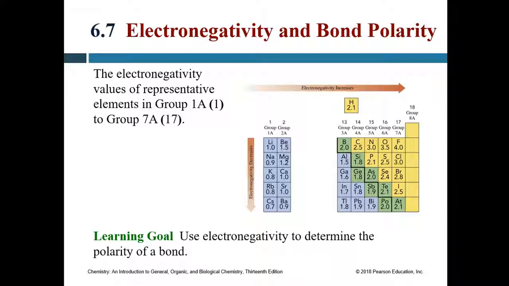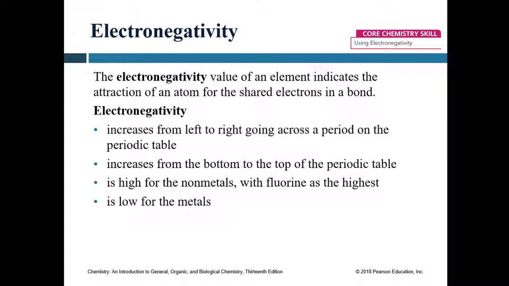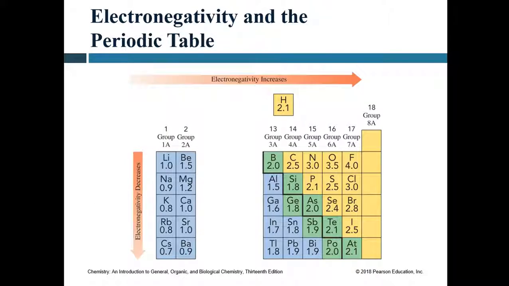So on the surface here, our learning goal for this section is to use electronegativity to determine the polarity of a bond. But it's much more than something just like that. Now, the electronegative value of an element indicates the attraction of an atom for the shared electrons in a bond. And so if you look at this table here, as you go across the chart to fluorine, the electronegativity increases. Or if you were to start down the left-hand corner, as you go up, it increases.